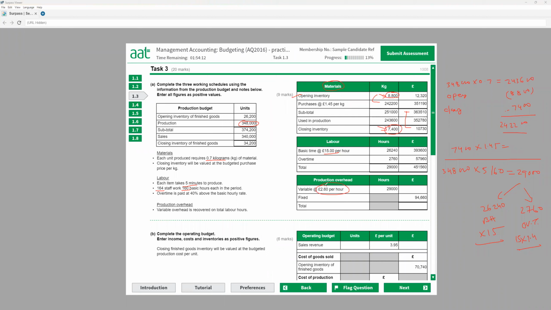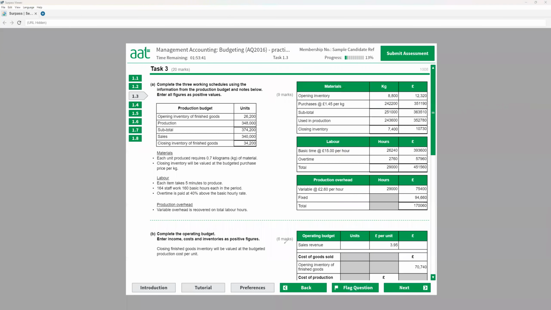That gives me 75,400. So 75,400. If I make a total of that, that will be 170,060. That's it. So that's how we can complete the workings. Now we can complete our operating statement. So let's have a look.